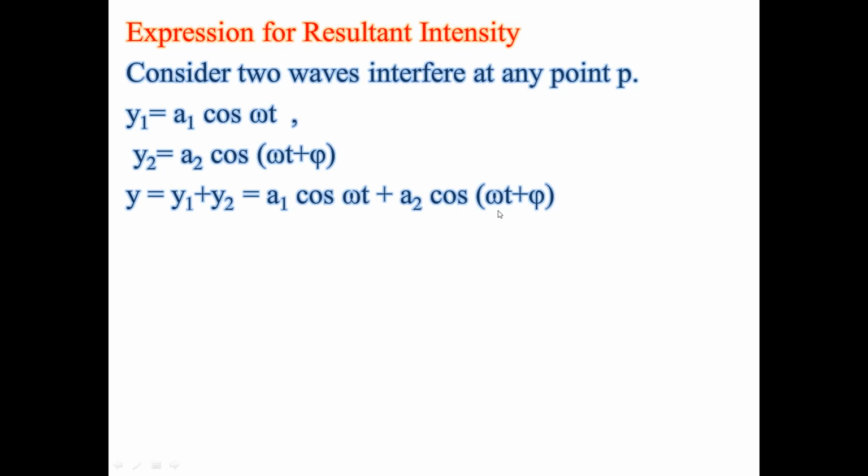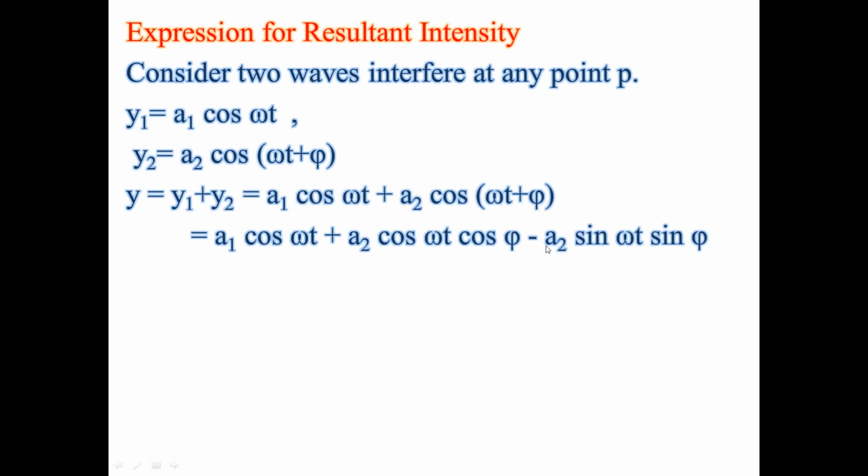This is of the form cos(a plus b), which is equal to cos a cos b minus sin a sin b. So the resultant displacement can be written as (a1 plus a2 cos phi) into cos omega t minus a2 sin omega t sin phi. If phi is constant, a1 plus a2 cos phi is constant. a2 sin phi is also constant.